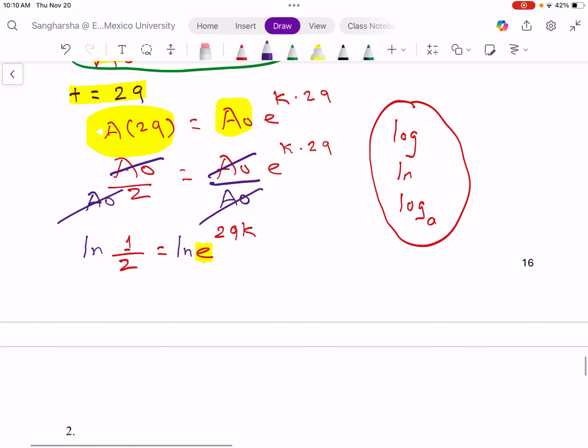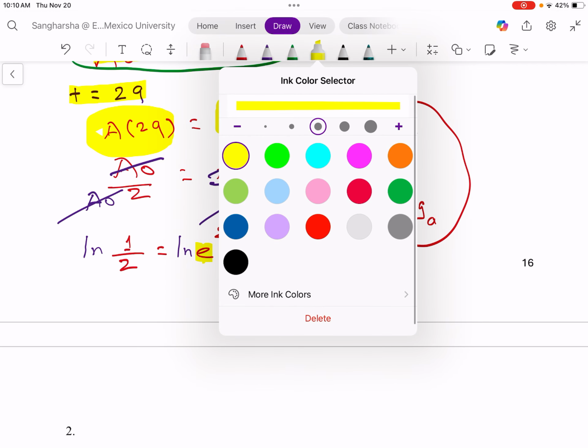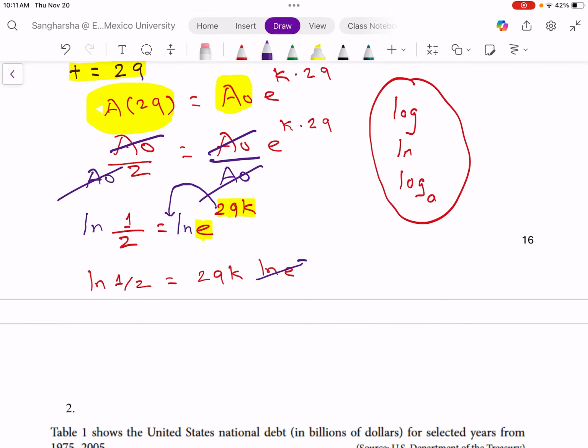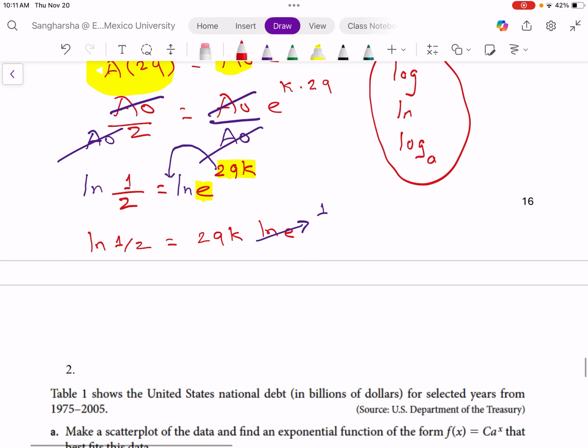Now let's simplify our right side. On the right side, we have 29k as an exponent, and we can remove this exponent by writing it in front, right? So we have ln of 1/2 equals 29k ln of e. Now what do we know about ln of e? What is the value of ln of e? It is 1, because ln has a base e, so ln of e to a base e is 1. Our target is finding the value of k. Now let's divide both sides by 29.